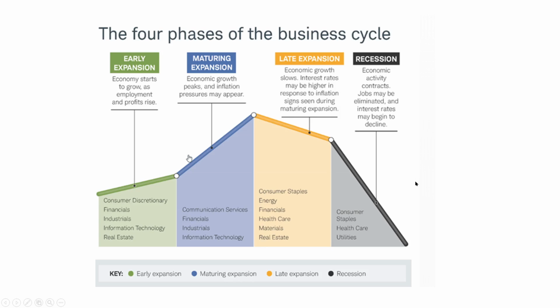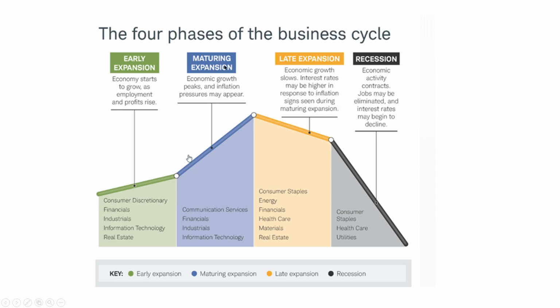This is the business cycle. You have an expansion phase. They call it early expansion. This is a recovery phase in real estate. They have a maturing expansion, a late expansion, and then a recession. This is nothing more than a recession in real estate, a recovery phase, an expansion phase, and a hypersupply phase.